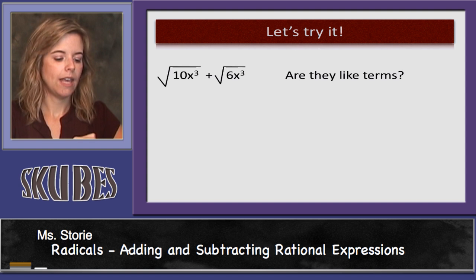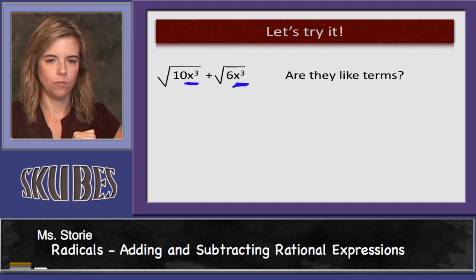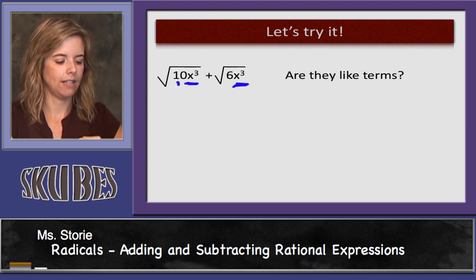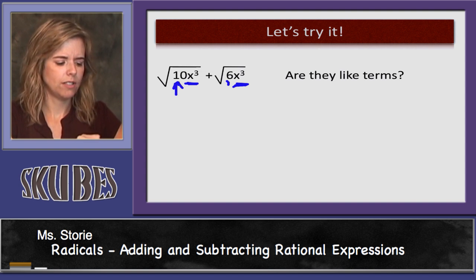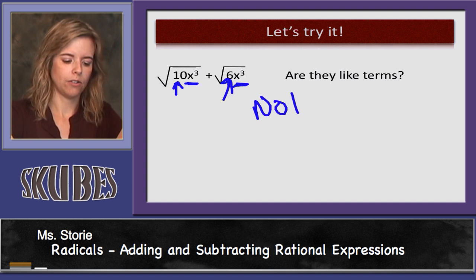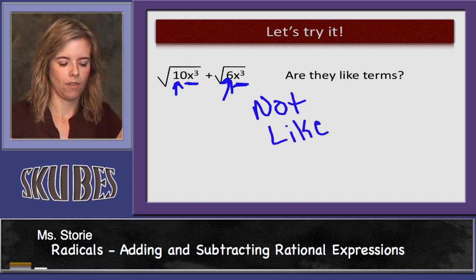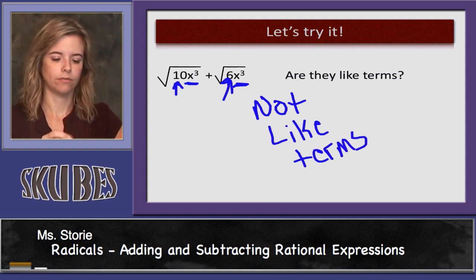So, take a look at this one. Are they like terms? I've got an x cubed and an x cubed, and then I've got a 10 and a 6. The 10 is fully rationalized. In other words, it's fully simplified. 5 times 2 can't be reduced any further, and 3 times 2 is 6. So the coefficients don't match. These would not be like terms. There would be no way that we could add or subtract them. So we would consider these not like terms, and you would just leave that as a final answer.